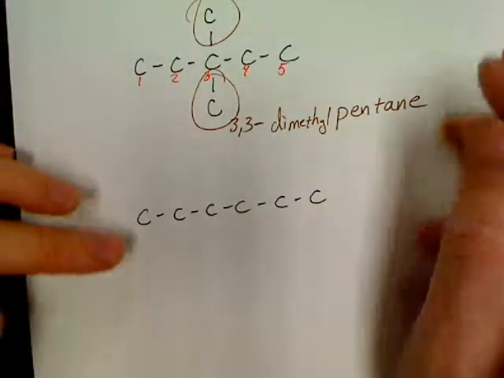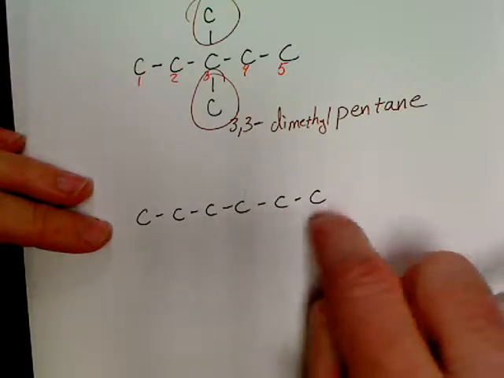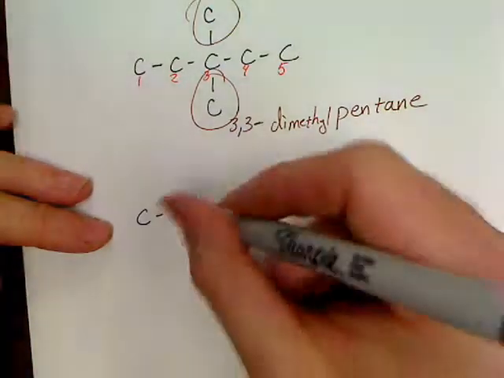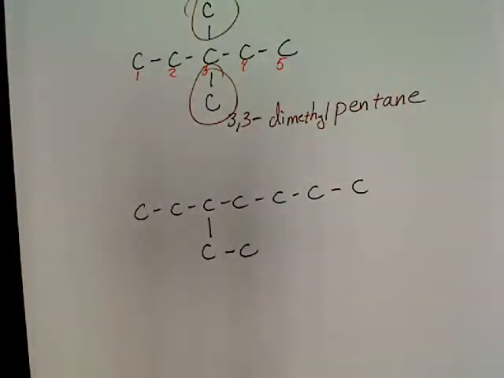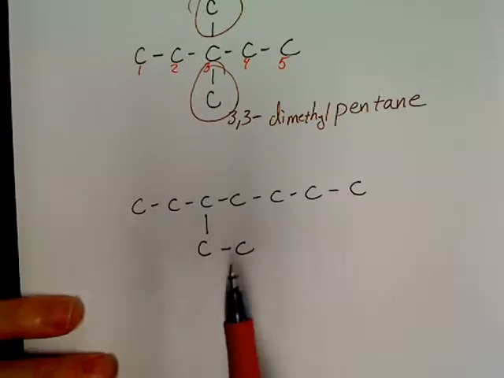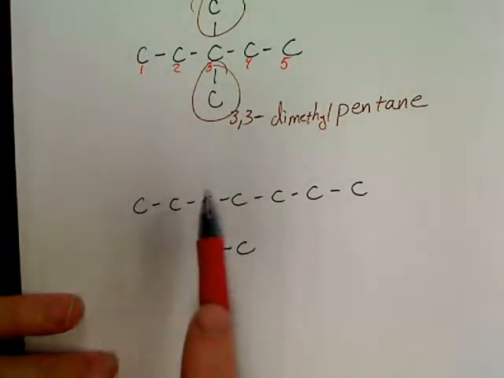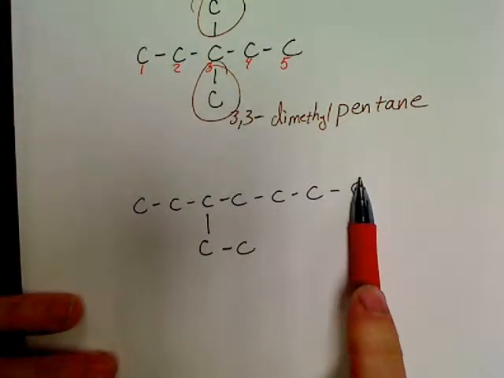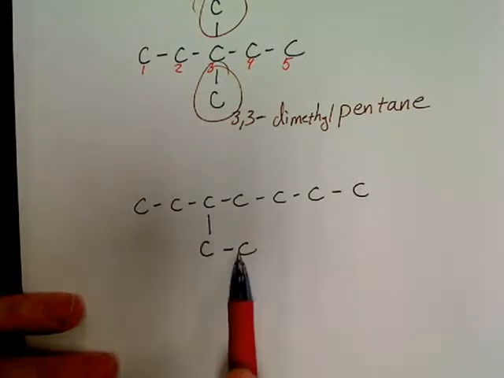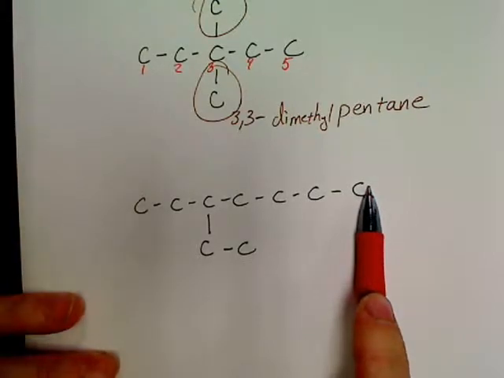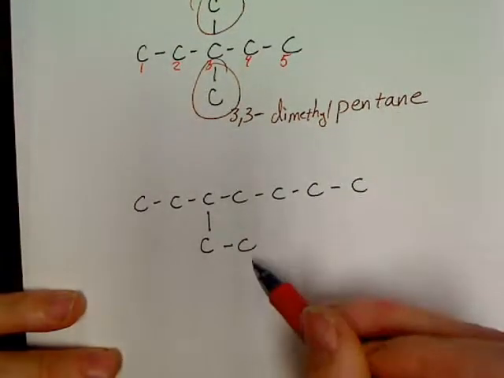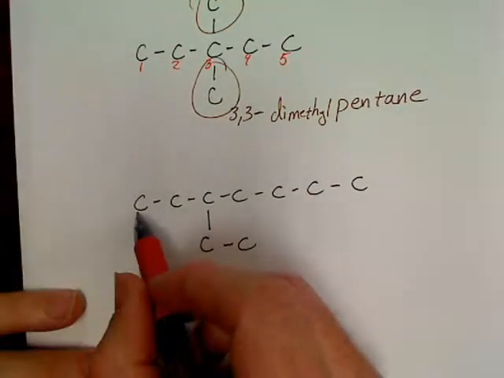1, 2, 3, 4, 5, 6. 1, 2, 3, 4, 5, 6, 7. Now watch this. 1, 2. Someone do something different. First off, find your longest chain. 1, 2, 3, 4, 5, 6, 7. Cool. Now start here. 1, 2, 3, 4, 5, 6, 7. All right. So if I start here or start here, either way, I make a chain of 7.